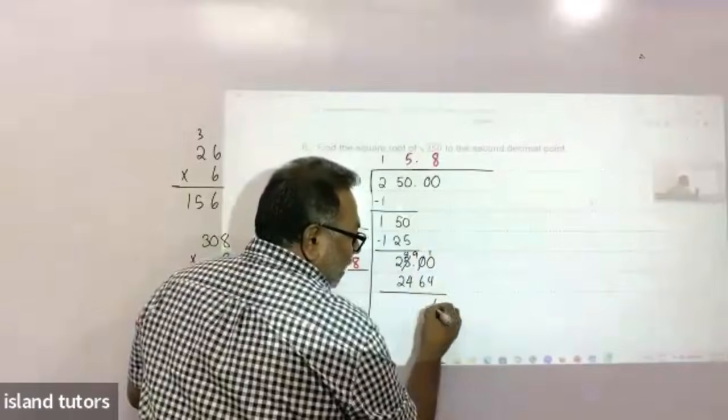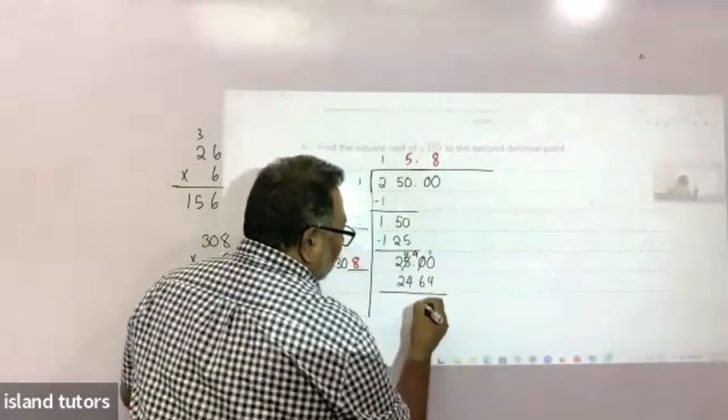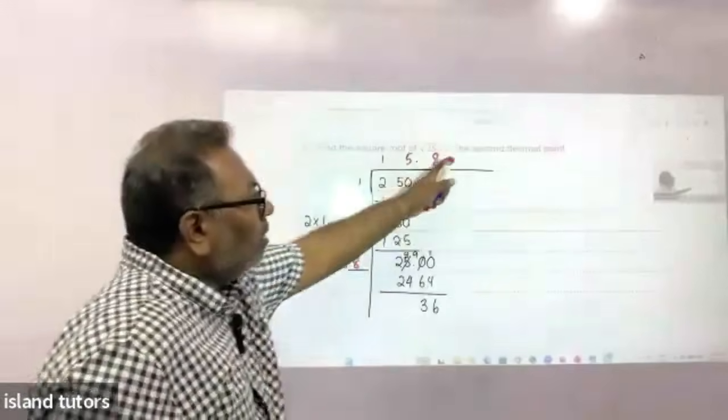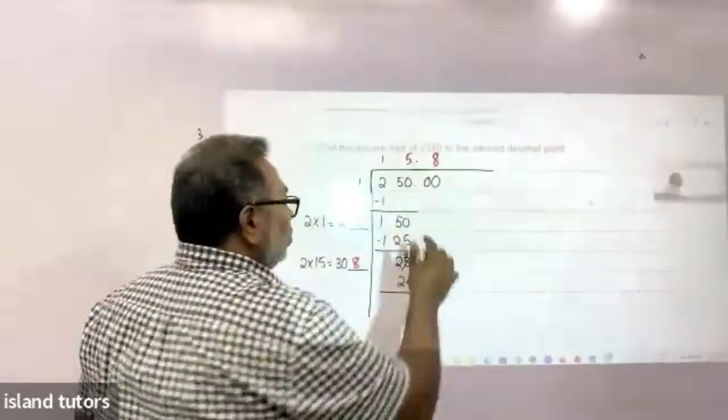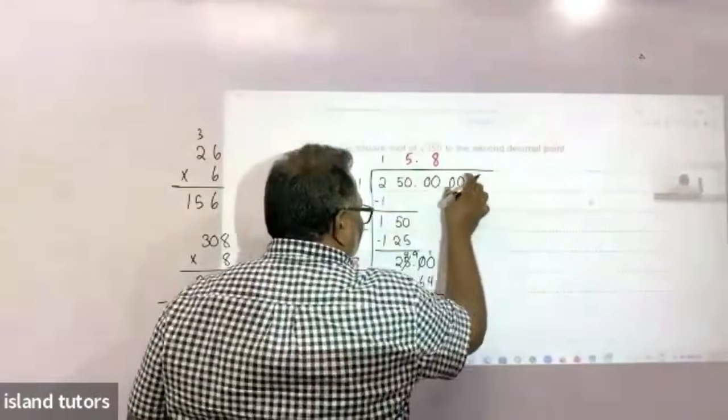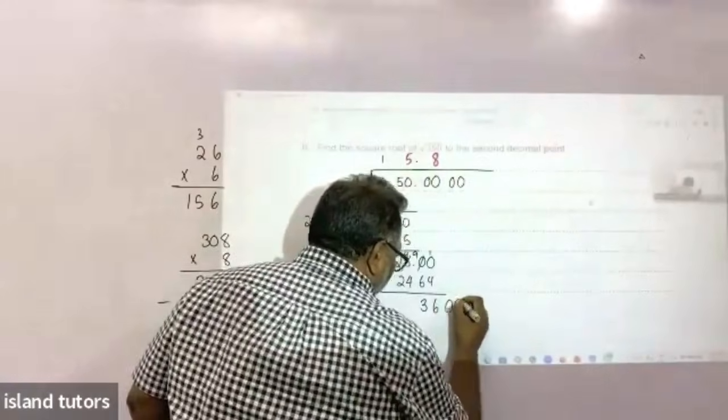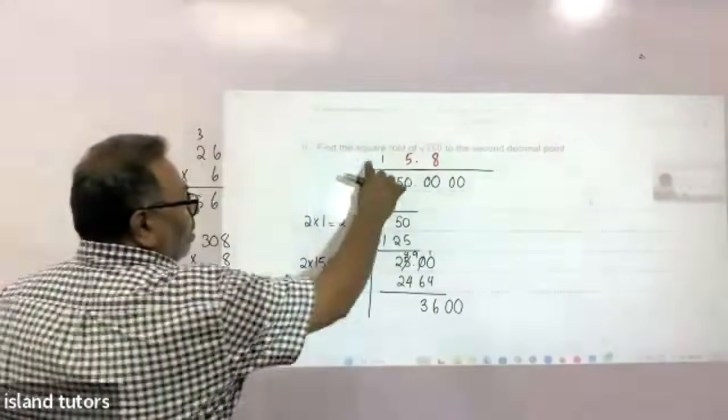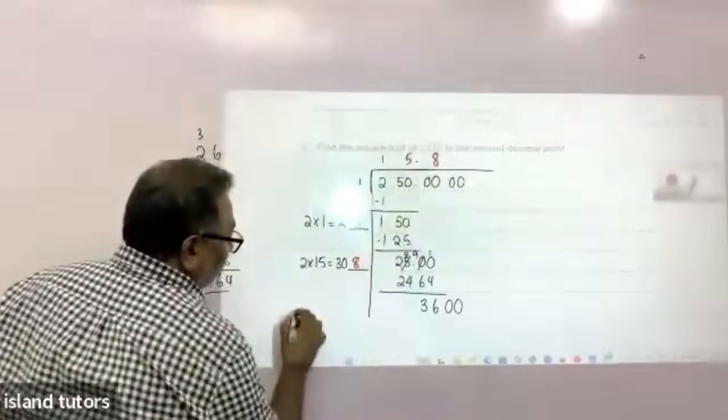10 minus 4 is 6. 9 minus 6 is 3. I have to take to 3 decimal places, so I have to add another 2 zeros. Bring it down. Then take all these numbers.